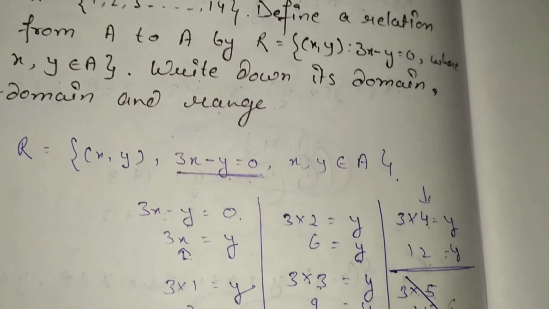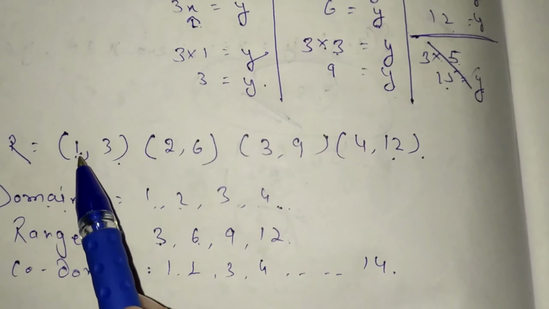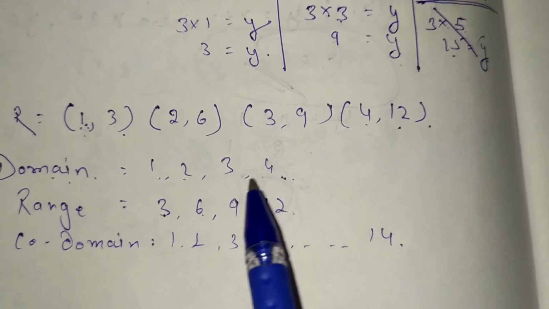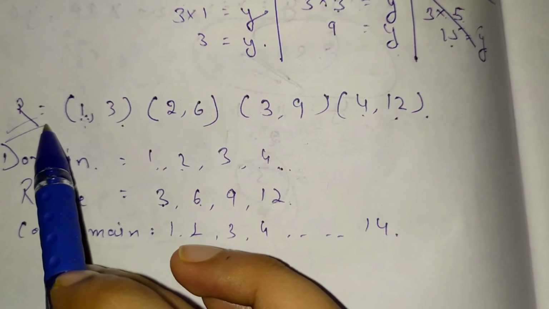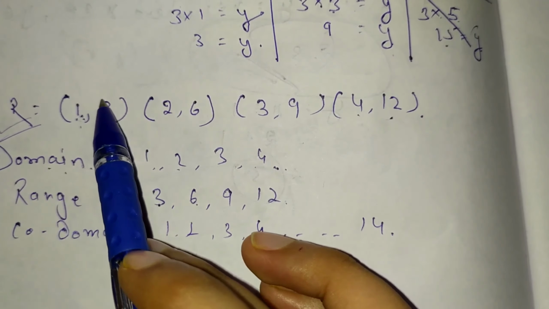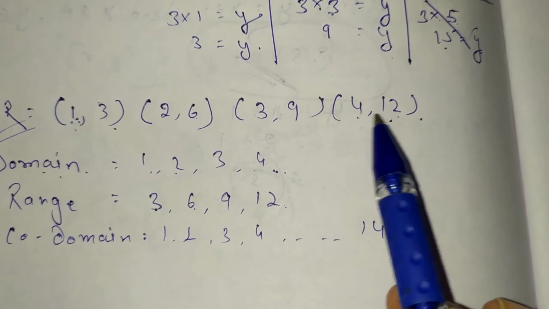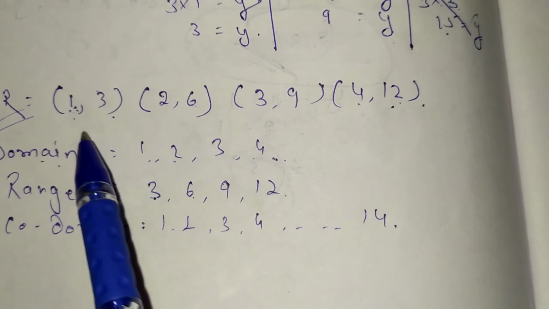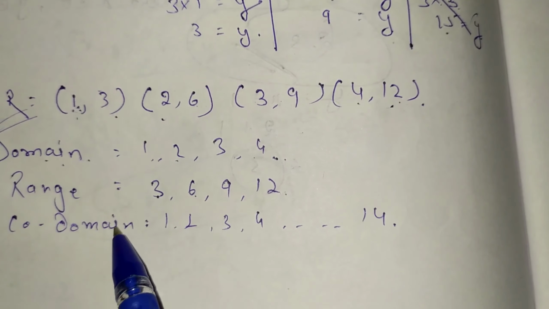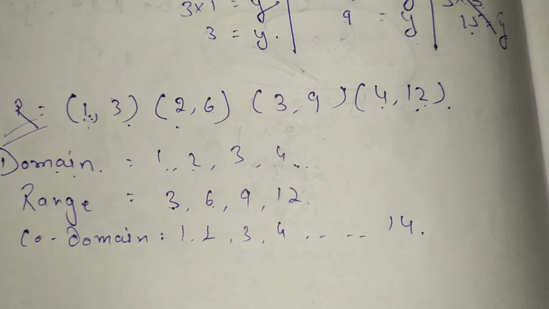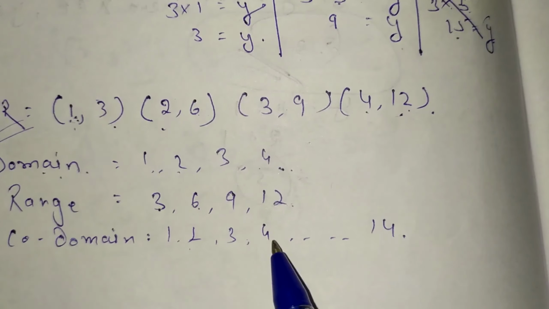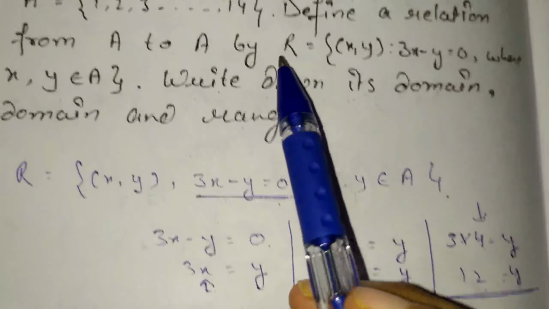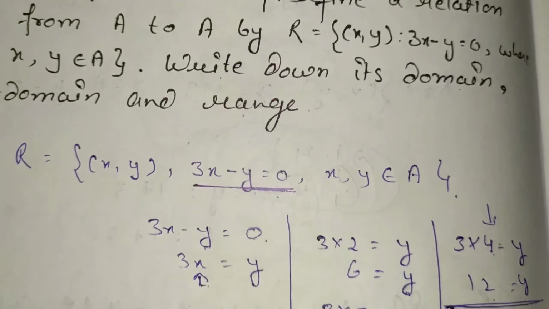So domain is the first value of any relation, that is in this question 1, 2, 3, 4 are the domain of this relation, and range is the second element of any relation, and in this question 3, 6, 9 and 12 are the range of this relation. Now what is codomain? So codomain is 1, 2, 3, 4 and so on up to 14, that is all the values of A are the codomain.